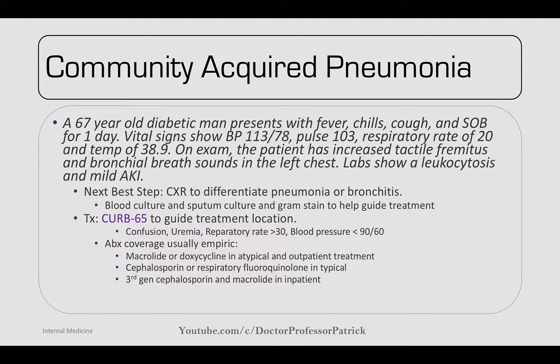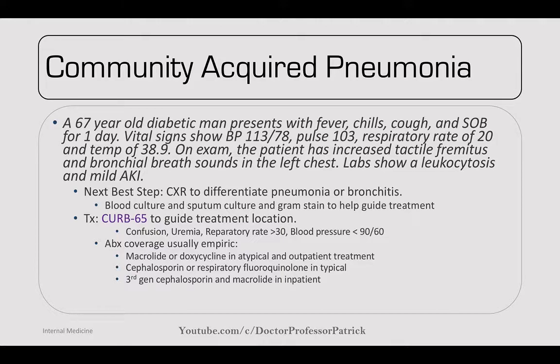So moving into the most common pulmonary infection that we see, community-acquired pneumonia, so CAP. We have a 67-year-old diabetic man who presents with fever, chills, cough, and shortness of breath for 1 day. Vital signs show normotensive with an elevated pulse and respiration rate, and he's got a temperature of 38.9. On exam, the patient has increased tactile fremitus and bronchial breath sounds in the left chest. Labs show leukocytosis and a mild AKI. So the next best step here is a chest x-ray to differentiate pneumonia and bronchitis, and to do blood cultures, sputum cultures, and gram stain to help guide the treatment.